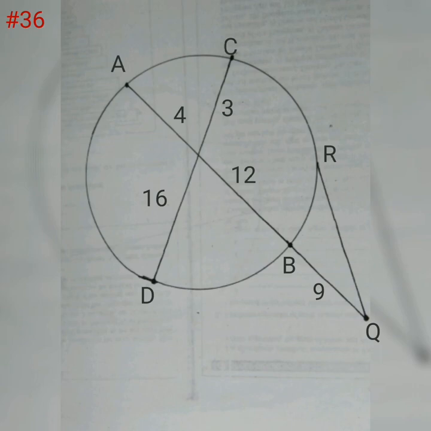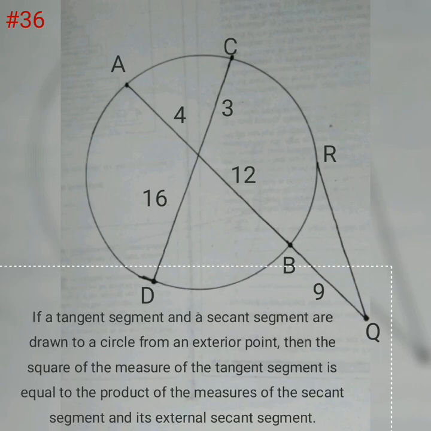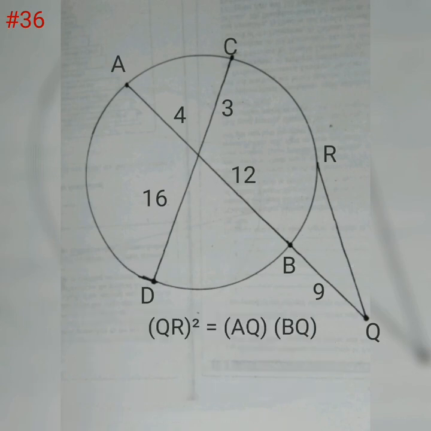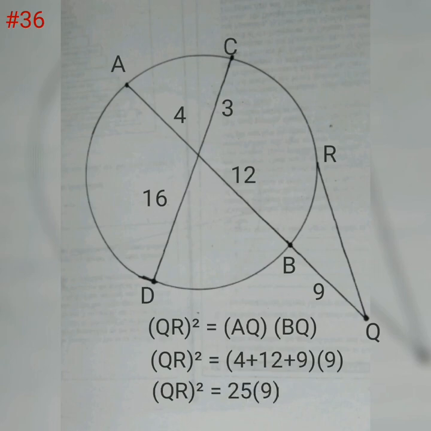If a tangent segment and a second segment are drawn to a circle from an exterior point, then the square of the measure of the tangent segment is equal to the product of the measures of the second segment and its external segment. This will be QR squared is equal to the product of AQ and BQ. AQ is 4 plus 12 plus 9, while BQ is 9. QR squared is equal to 25 times 9, and 25 times 9 is equal to 225, and the square root of 225 is 15, so QR is 15.